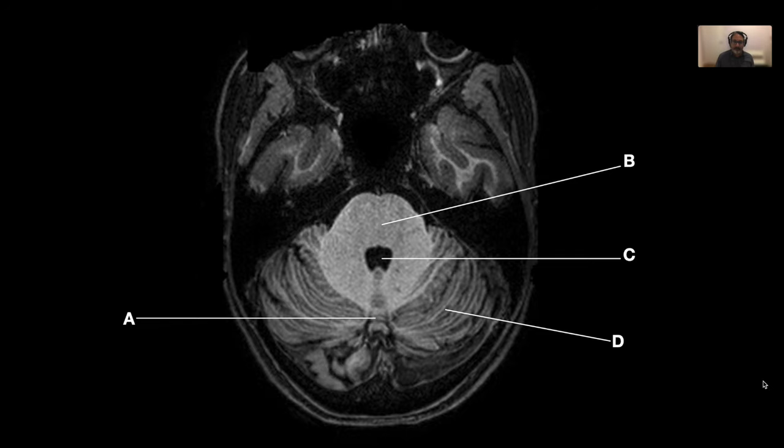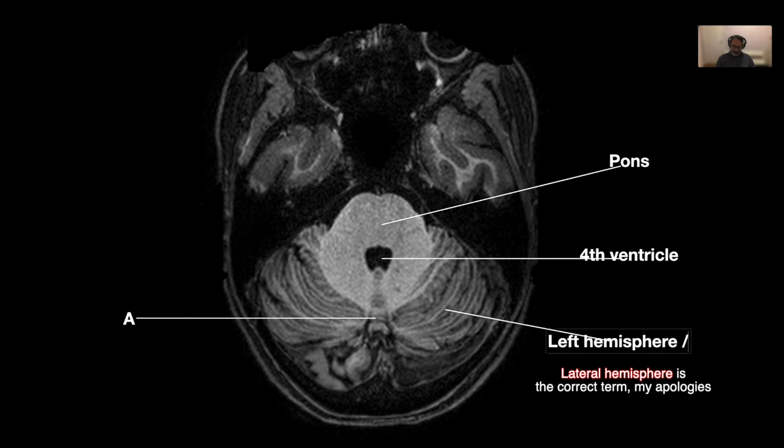Okay, so one level lower now. No, it's not the medulla yet. It's the pons now. Now it's definitely the pons. That is the fourth ventricle, yeah. Now it's just part of the cerebellum, which is the left hemisphere, yes. Or is it lobe? I forget what they call it, left hemisphere or left lobe. I think lobe is also correct. Left lobe of the cerebellum, correct.